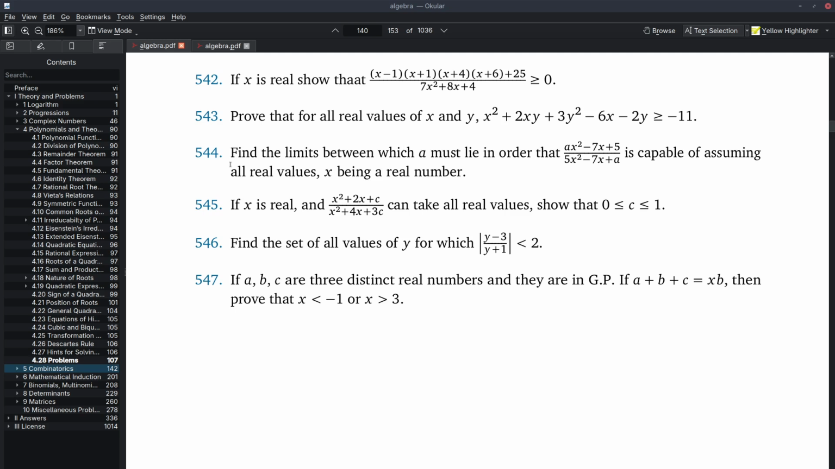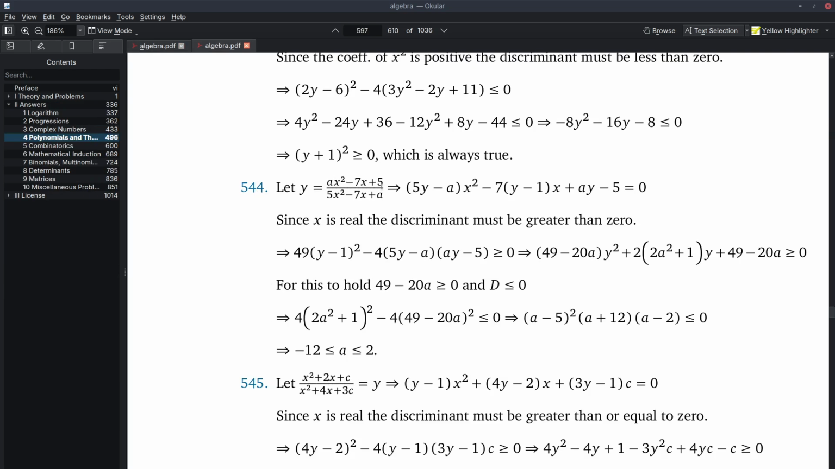Question 544 says: find the limits between which a must lie in order that (x squared minus 7x plus 5) by (5x squared minus 7x plus a) is capable of assuming all real values, x being a real number. So we let the given fraction be y and bring everything to one side and write the quadratic equation in terms of x. So we get (5y minus a) x squared minus 7 (y minus 1) x plus (ay minus 5) is equal to 0.